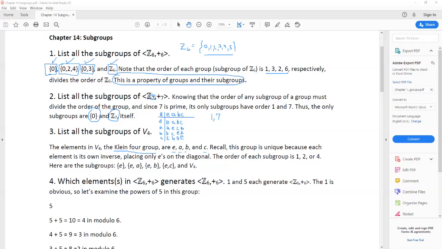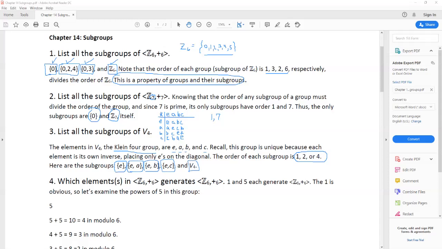Since the Klein-four group has an order of 4, any subgroup would have to have an order of 1, 2, or 4. And here are the subgroups. We have the subgroup that contains the identity only, and then we have EA, EB, EC, and then finally V4 itself would function as a subgroup.